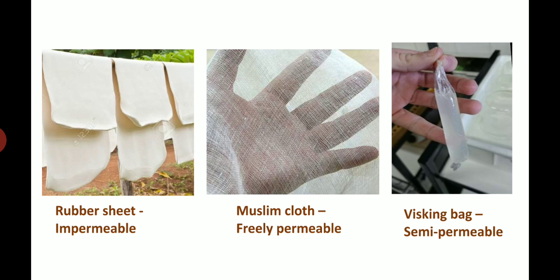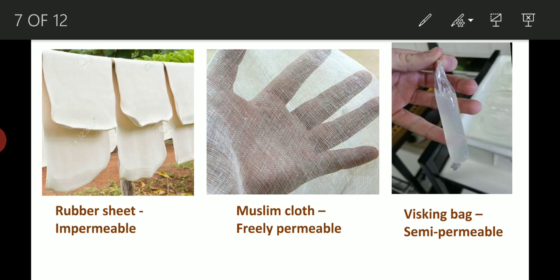Okay. Now, if a question comes, what is muslin cloth? There is a slight typing error. So, what is a muslin cloth? Now, if you use a muslin cloth instead of cellophane paper, what will happen? Muslin cloth has pores. Okay, you can see that there are various pores in the muslin cloth. So, muslin cloth has large pores.